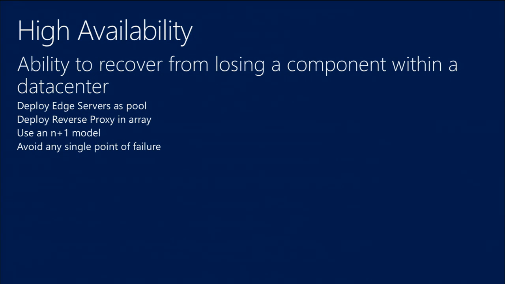Well, we get HA simply by being able to deploy the edge servers in a pool, or the reverse proxies, the now defunct reverse proxies, in an array. Right? And that gives us the capability of having an N+1 model. So I don't just have one edge server. I have an edge pool of 5 servers, or what have you. And if one of those servers dies, the other guys can pick up the load. That helps us to avoid that single point of failure.